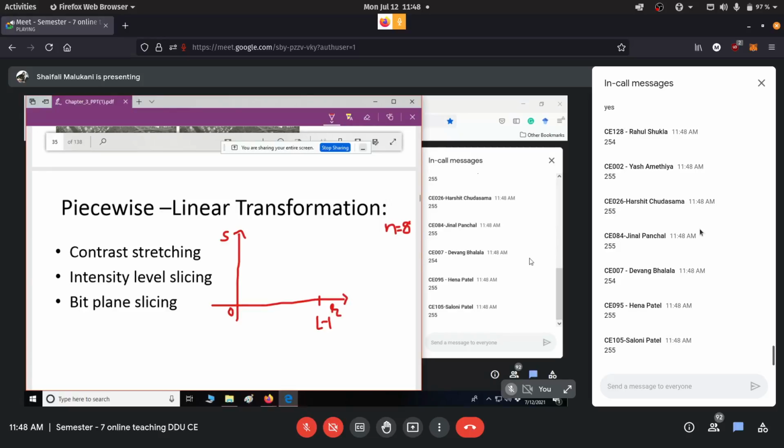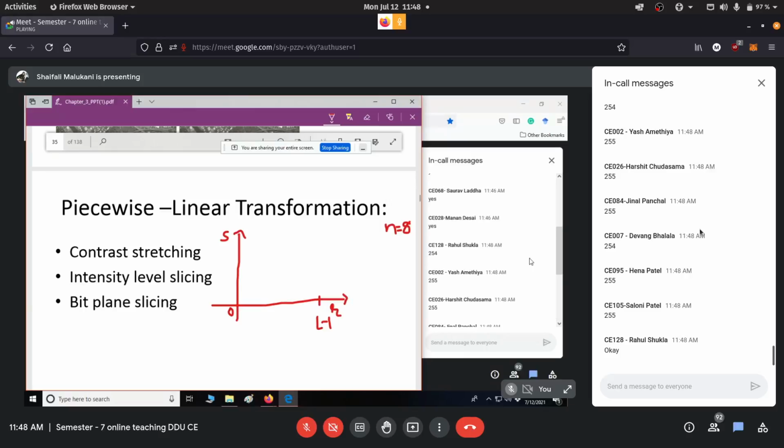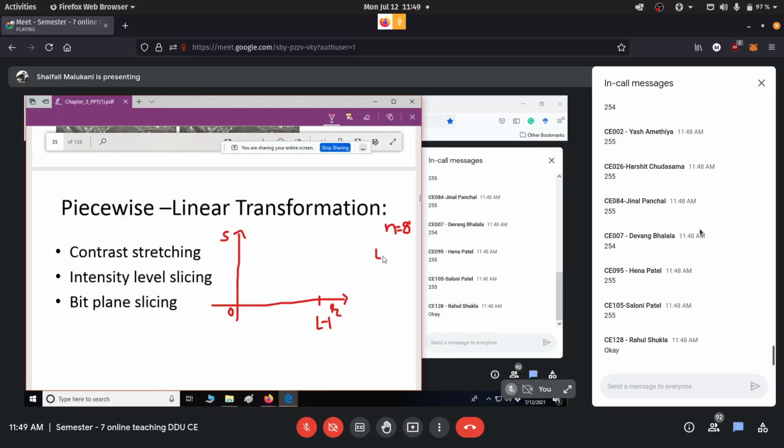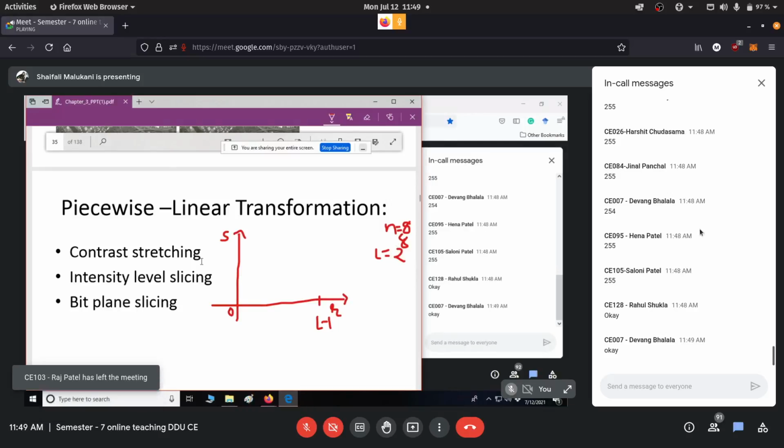Those who are saying 254, who said so? Rahul and Devang. Want to correct? See, L is 2 raised to n. L is 2 raised to n. Understood? So L is 256 and hence L minus 1 is 255. Yes, I think Rahul is clear with Devang. Are you clear? Okay. So L minus 1 is 255. Keep in your mind that L is 2 raised to n.